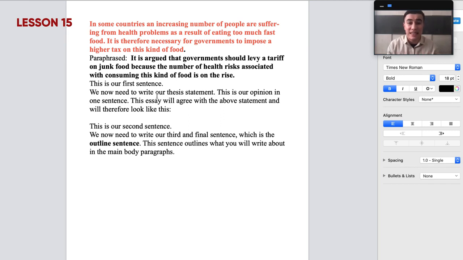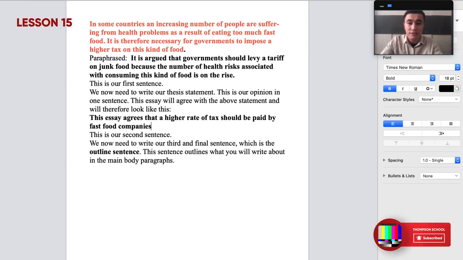We now need to write our thesis statement. This is our opinion in one sentence. If you remember, we decided that this essay will agree with the above statement and will therefore look like this. This essay agrees that governments, that a higher rate of tax should be paid by fast food companies. So let's keep it simple. This essay agrees that a higher rate of tax should be paid by fast food companies. This is going to be our second sentence.